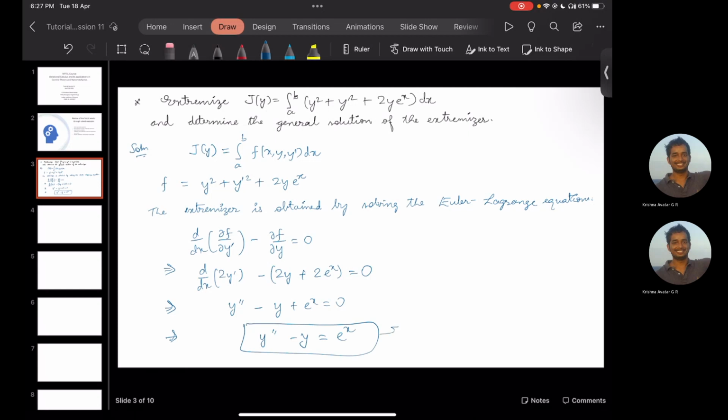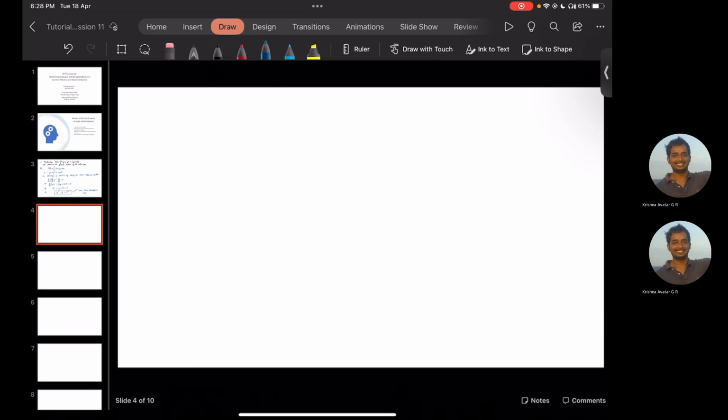Now, upon solving this, you know that it is a second order, first of all, linear and inhomogeneous ODE, or differential equation. Okay, let's solve this. So we have y double prime minus y is equal to e to the power x.